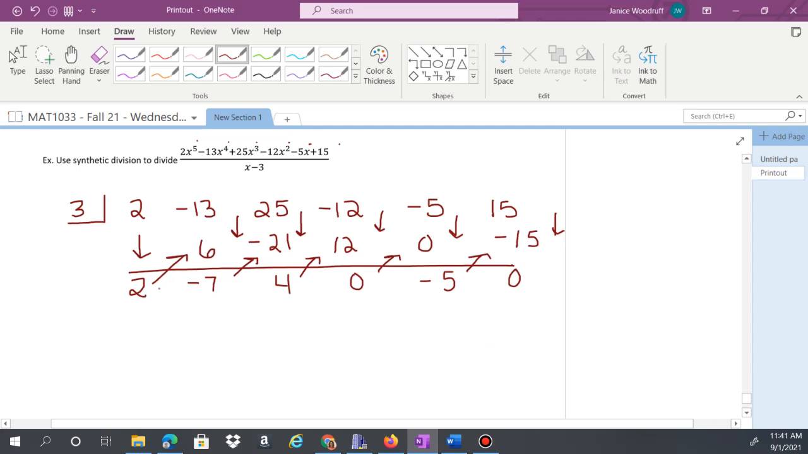So we are 1 degree less, which means this is an x to what power? 4. That's x to the 4th minus 7x cubed plus 4x squared plus 0x minus 5 with a remainder of 0. So then when I write out the answer, I go 2x to the 4th minus 7x cubed plus 4x squared. I don't need to write the 0x minus 5, and I don't need to write the remainder.